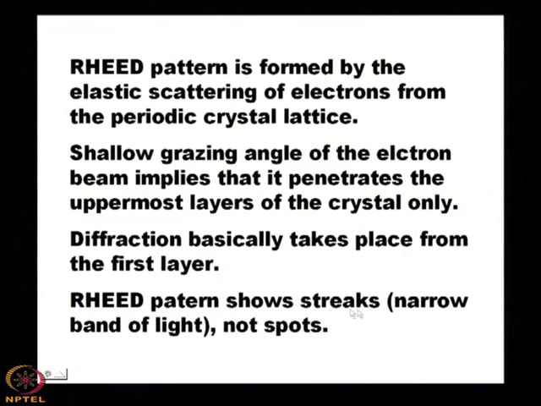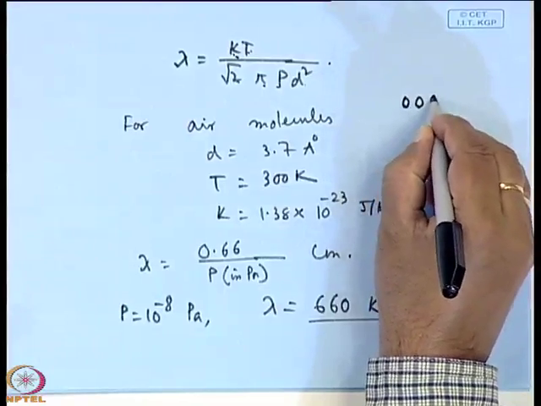RHEED pattern shows streaks, not spots. Streaks means narrow bands of light. This type of streaks will be there, not spots.